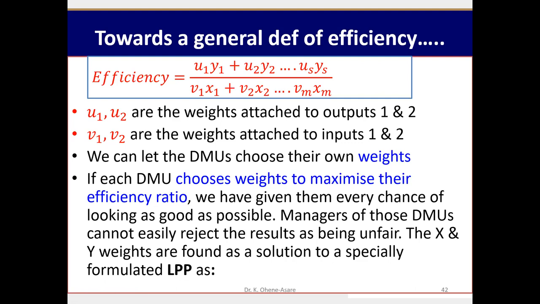So DMU1 will select its own weights. And some of them will say that I don't want to put any importance, any weight on X1. So it means that V1 will be zero. Another will say that I don't want to put any weight on X2. I don't think that input X2 is important to me. Remember, the weights are in percentages, between zero and one. But another will say that I'll put all my weight on labor. So you see that V3 will be one.